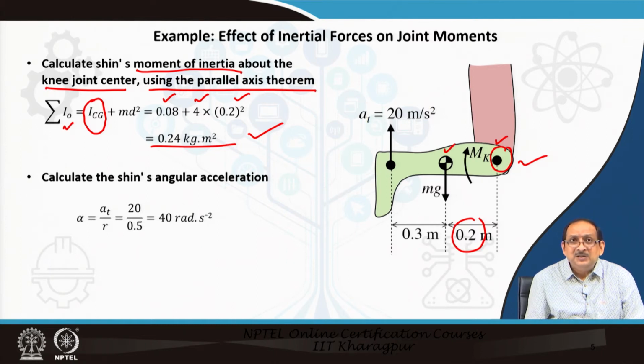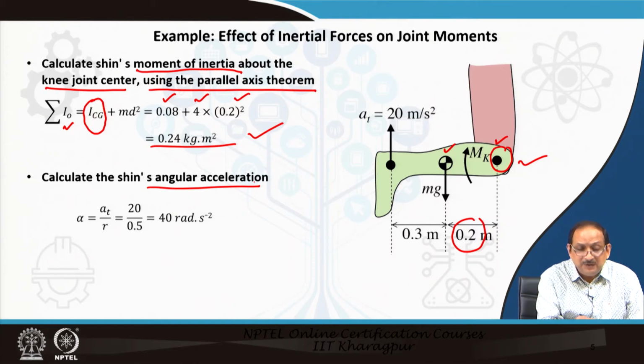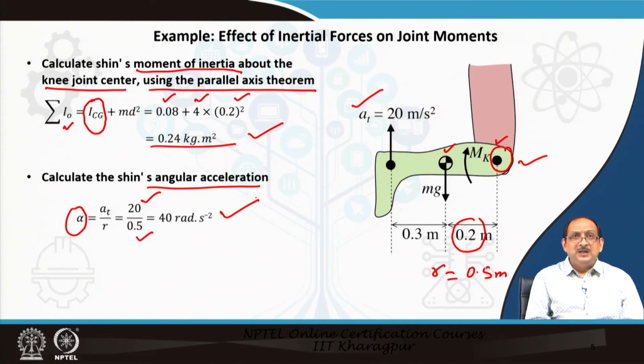Next, we calculate the shin's angular acceleration. We have been given the tangential acceleration at equal to 20. So the angular acceleration alpha is at divided by the radius, and the radius is r equal to 0.5 meters, when we add 0.3 and 0.2. So we divide 20 by 0.5, and the angular acceleration is 40 radians per second square.